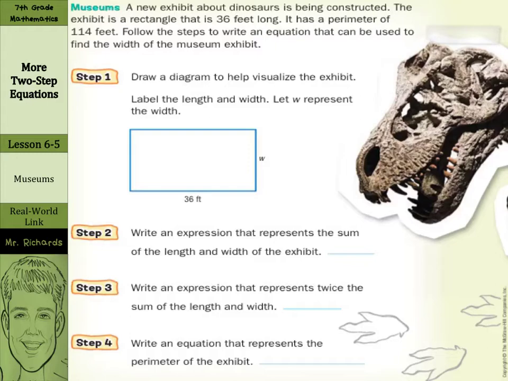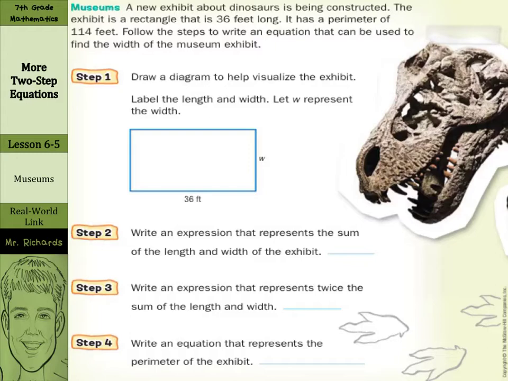Our real-world link is on museums. A new exhibit about dinosaurs is being constructed. The exhibit is a rectangle that is 36 feet long. It has a perimeter of 114 feet. Follow the steps to write an equation that can be used to find the width of the museum exhibit.